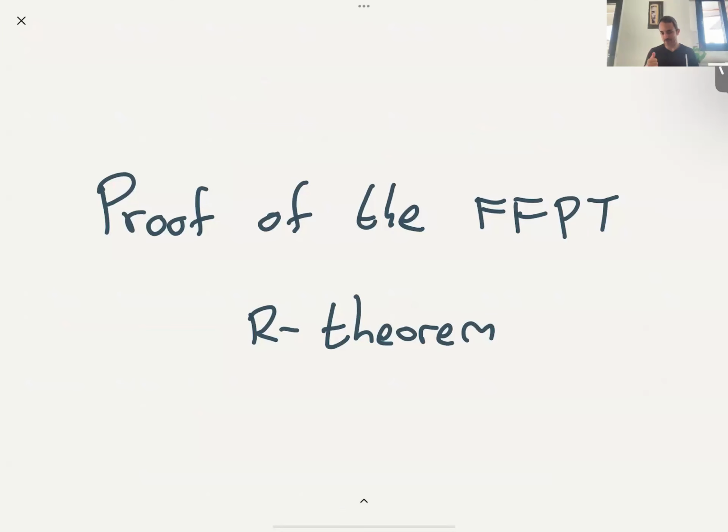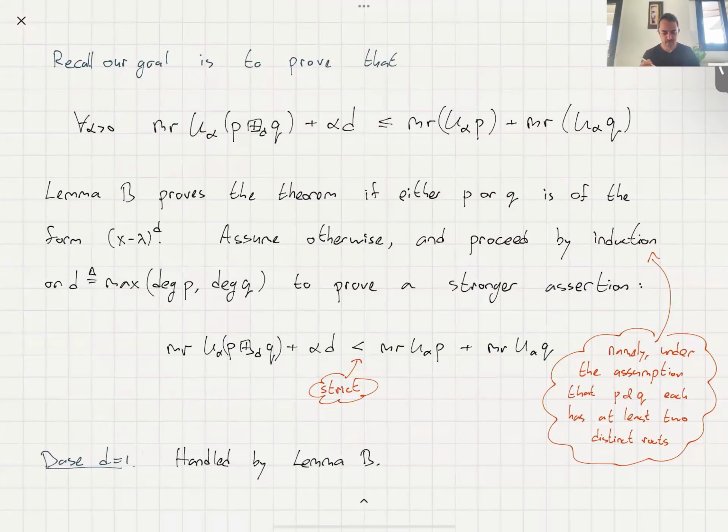Okay, so with lemmas A, B, C, and D, we are ready to prove the finite R transform theorem. Just recall, our goal is to prove that for every alpha, this inequality holds, with strict inequality if and only if the polynomials have distinct roots. So indeed, lemma B proves the theorem if either P or Q is of the form x minus lambda to the D. In a sense, it's kind of an induction basis, but not on the degree, on the number of roots. It's a simpler case.